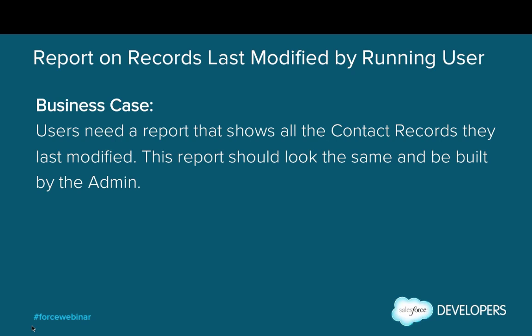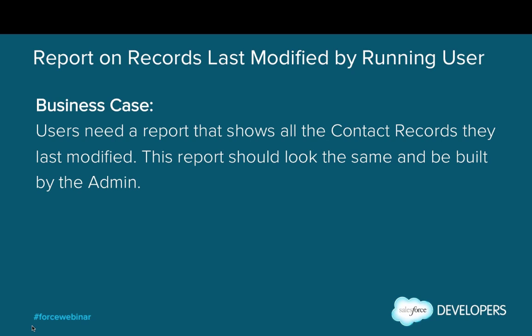Now let's change that formula field a little bit and actually make some useful reports. For the last hack, we are going to report on records that were last modified by a running user. In this case, the users need to report on all the contact records that they last modified, and the report should look the same and be built by the admin, right? So this is one way for us to roll out a report that can be used by any user.